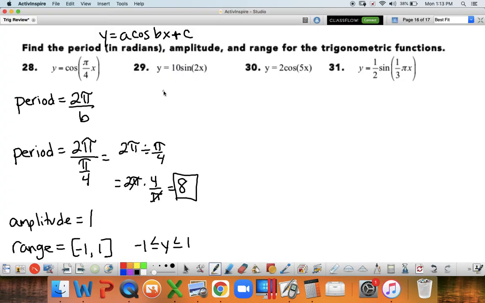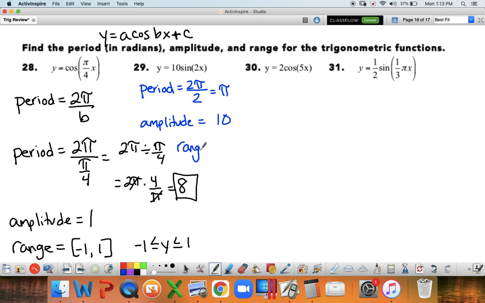Let's go ahead and try our second example here. So my period value, I do 2 pi divided by the number in front of the x, which is 2. So it's only going to take pi for this sine curve to start all over again. My amplitude, well, that's going to be 10. It's just the distance from the x-axis that this function is going to get, the number in front.